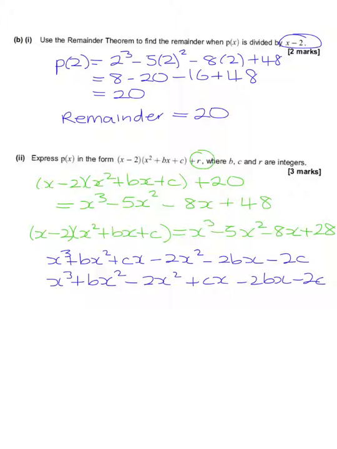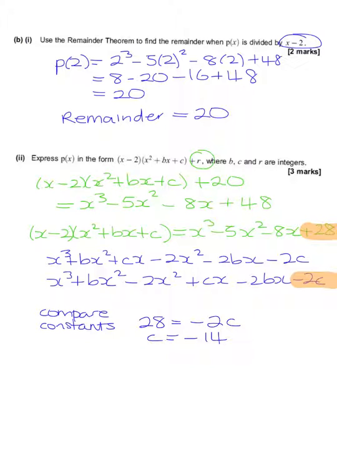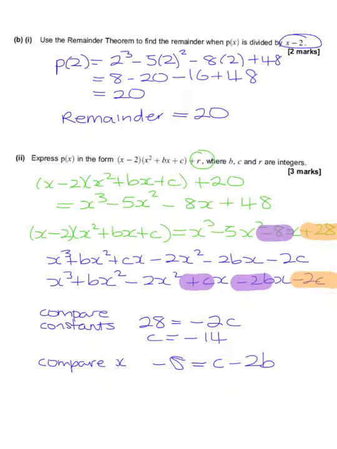We can then compare constants to get 28 is equal to minus 2c, so c is equal to minus 14, and we can compare coefficients of x to get minus 8 is equal to c minus 2b. Get minus 8 is equal to minus 14 minus 2b, which we can rearrange to get b is equal to minus 3.